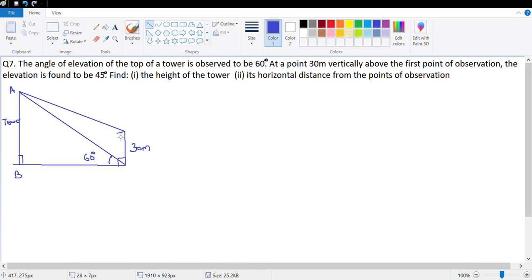Next, the angle of elevation from this point is observed to be 45 degrees, which means I will have to make the reference horizontal. This is my reference horizontal. This will make a 90 degree angle, and this angle is 45 degrees.